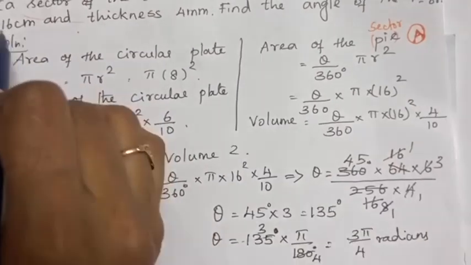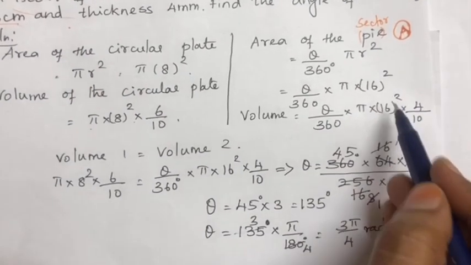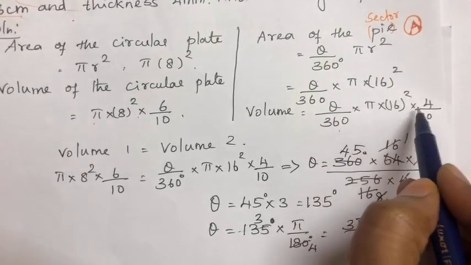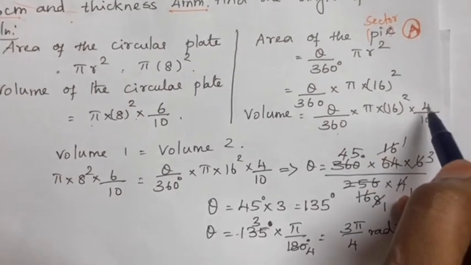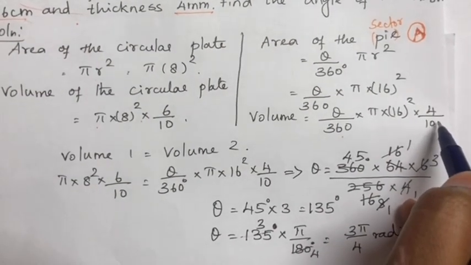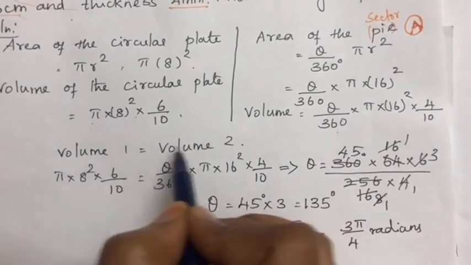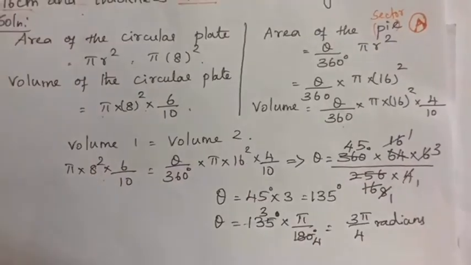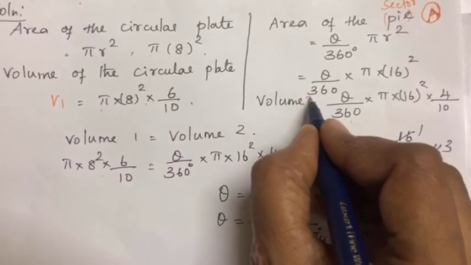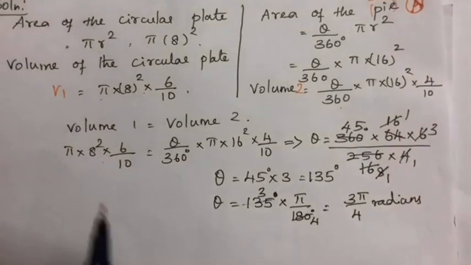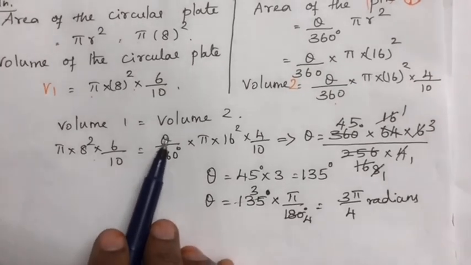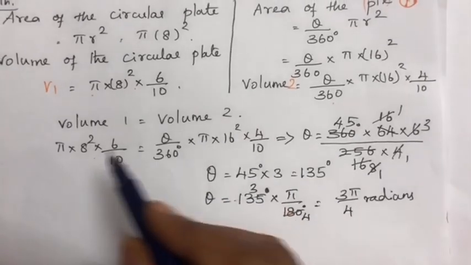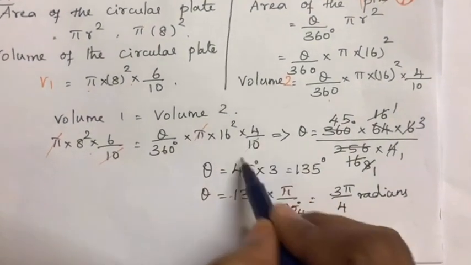R is 16 centimeter. Now, similarly, we have to find the volume. So, same thing, theta by 360 into pi into 16 square into thickness 4 mm. So, we are writing it as 4 divided by 10. We are writing it in centimeters. As the two volumes are equal, so we have to equate this and this. Isn't it? It is volume 1 and it is volume 2. So, pi into 8 square into 6 by 10 is equal to theta by 360 into pi into 16 square into 4 by 10. So, pi will get cancelled, 10 and 10 will get cancelled.